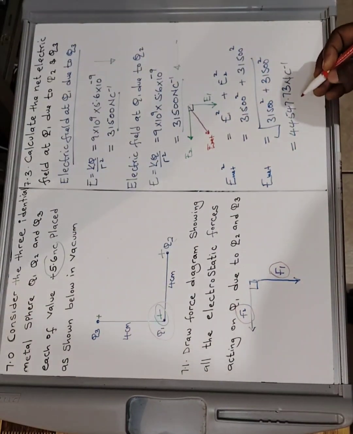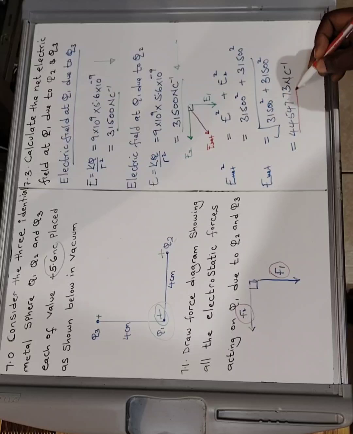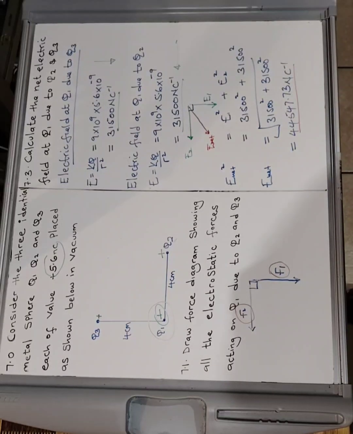This is what we get after substitution. So our net electric field at point Q1 is 44,544.73 newton per coulomb. So with that, we are going to cut this video here.